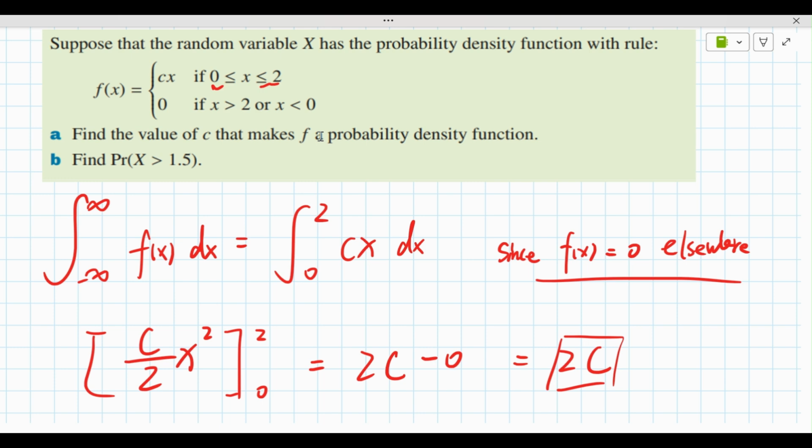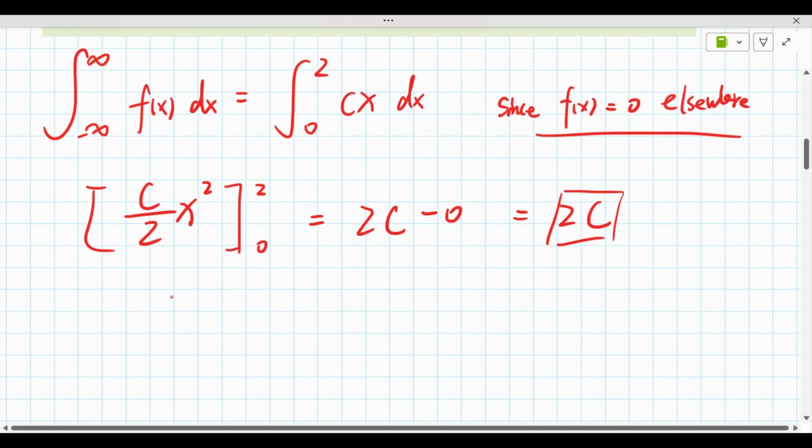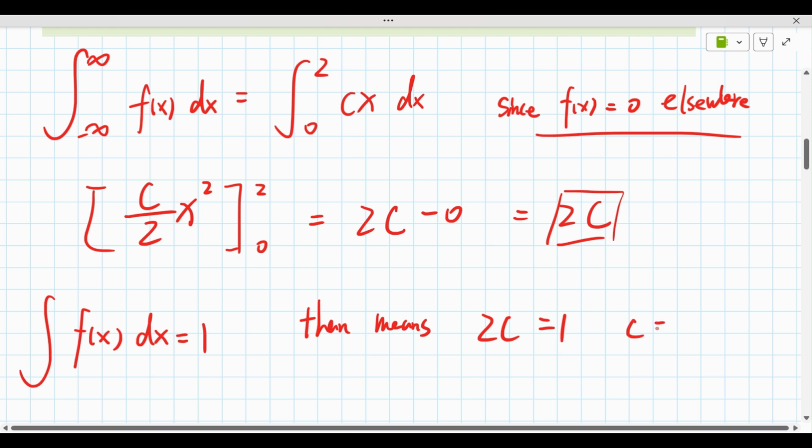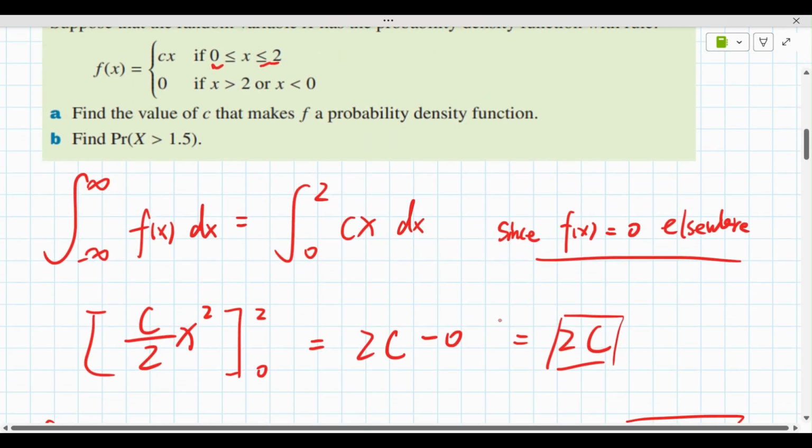We need to figure out the value of c from f(x). We know the total of the probability density function is equal to 1, so that means 2c equals 1, c equals 0.5. So there you go.